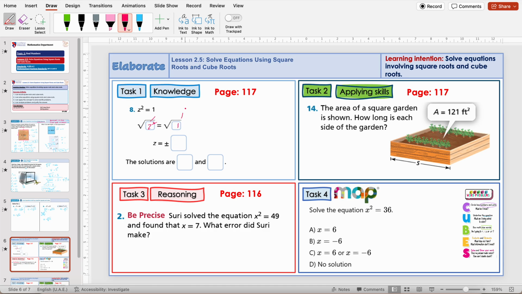It's either positive 1 times 1 or negative 1 times negative 1. Okay? Positive or negative 1. So the solutions are positive 1 and negative 1.